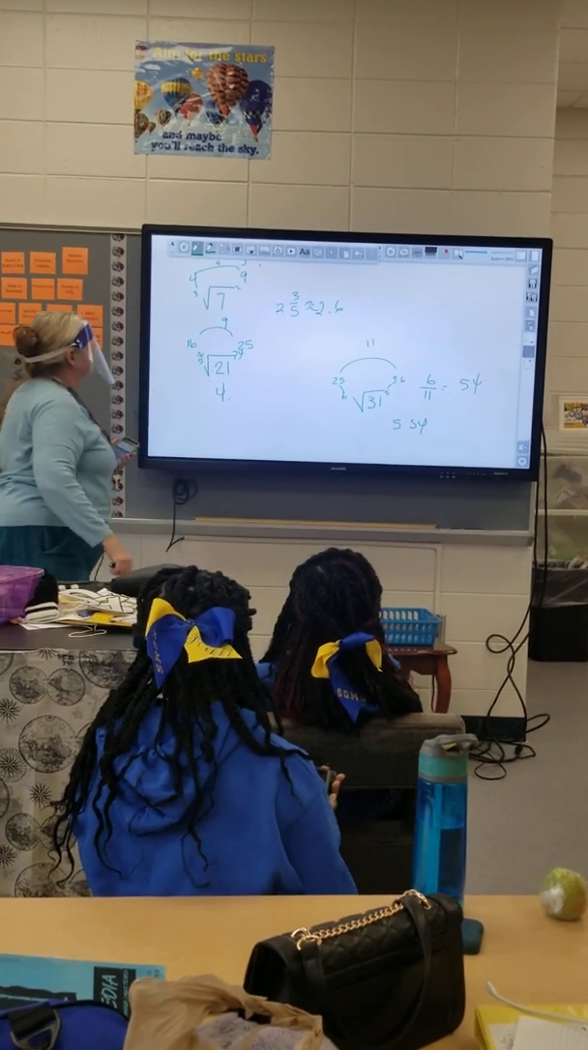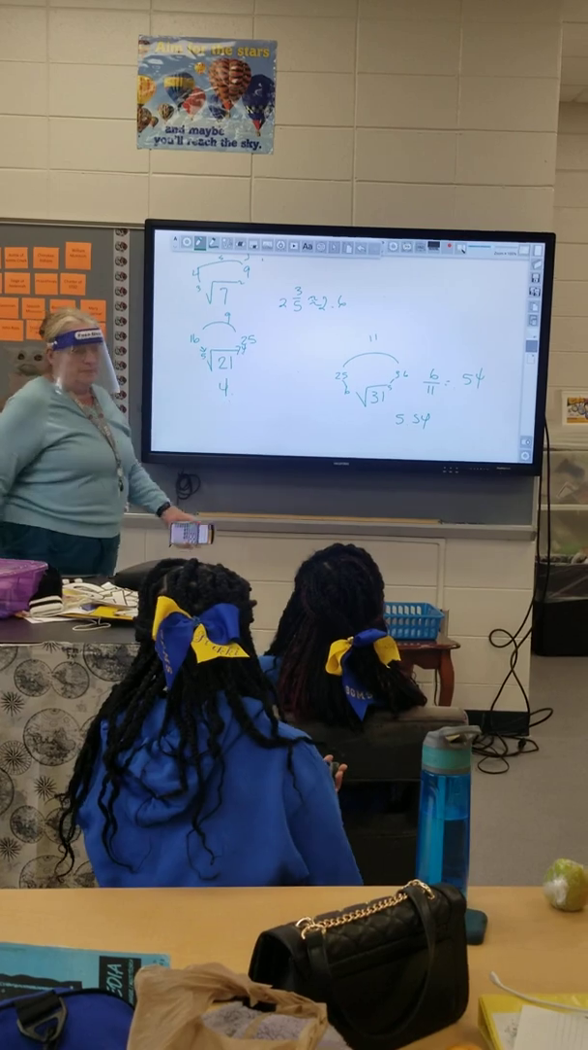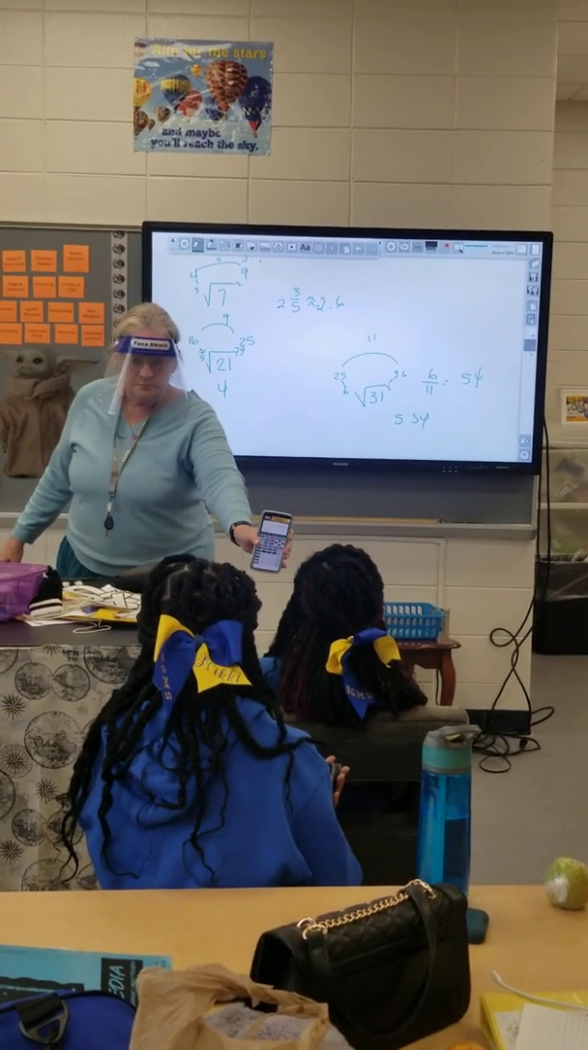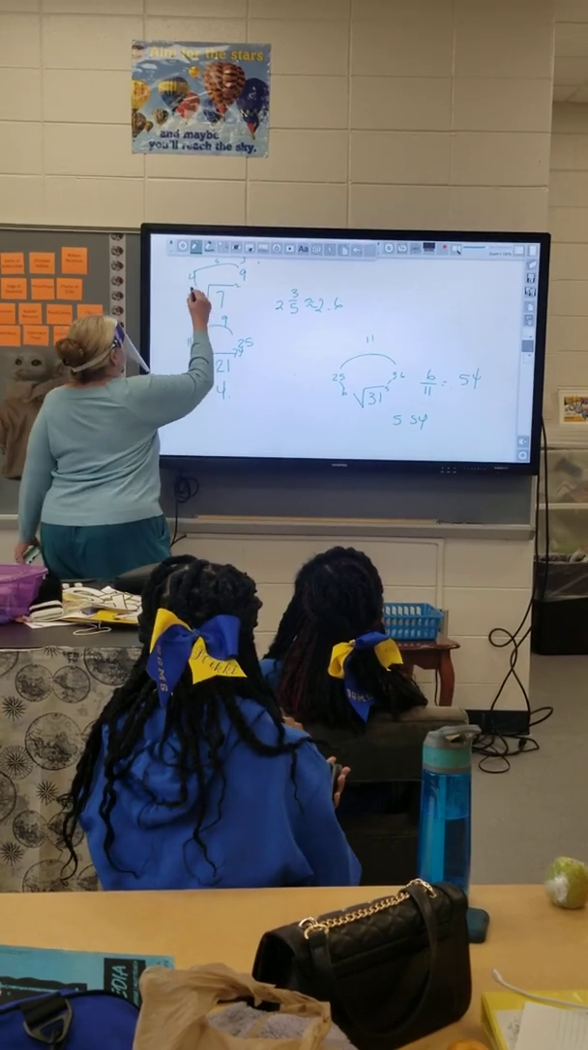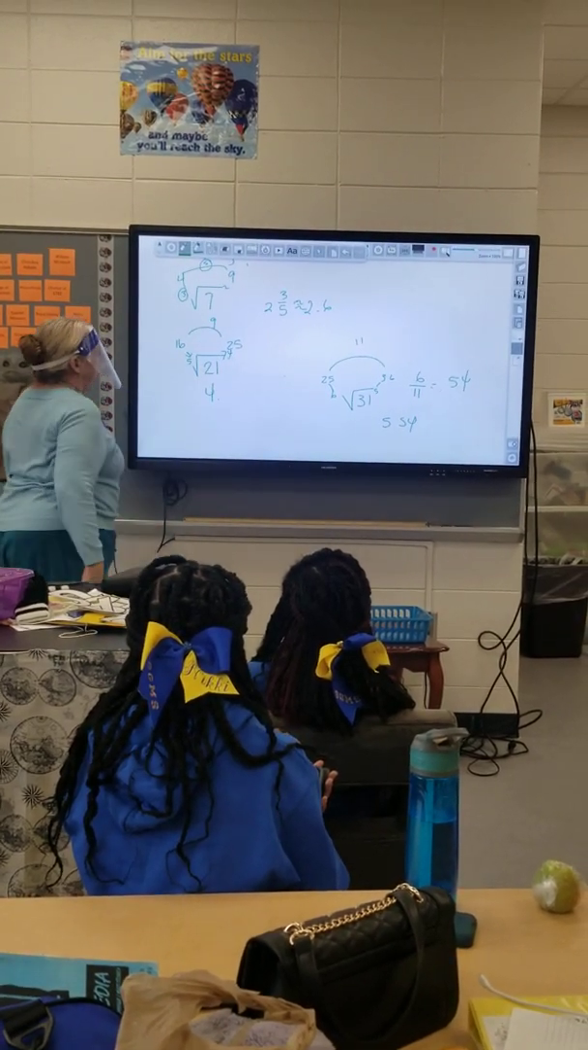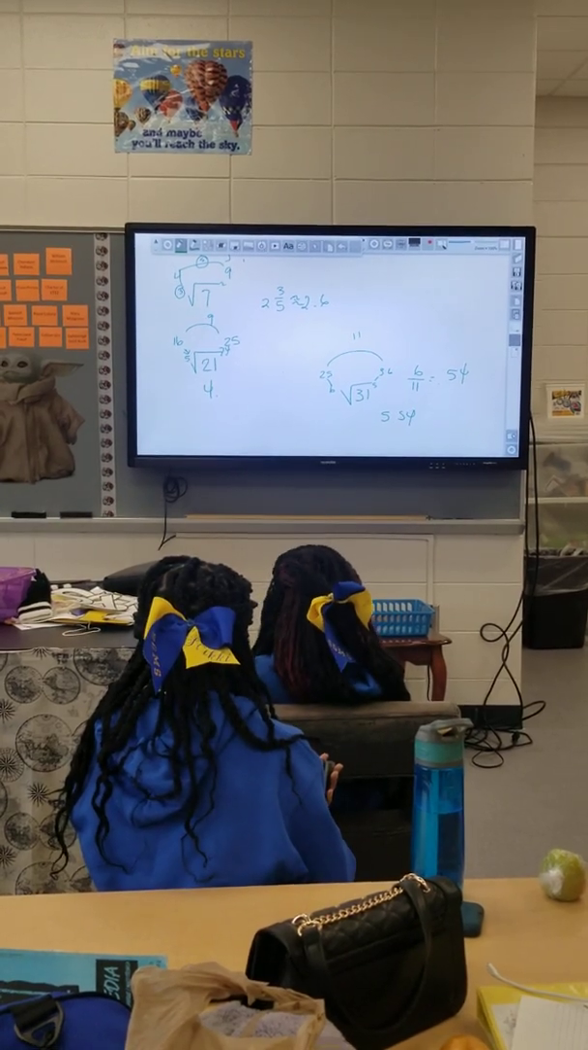Wait, what? It's 2. I put that 3 because I'm looking at the 3 and 2 here. And 3 fifths? Why is it supposed to be 5? Here's the 3, here's the 5. Okay, I see what I did wrong. It's 2.6.